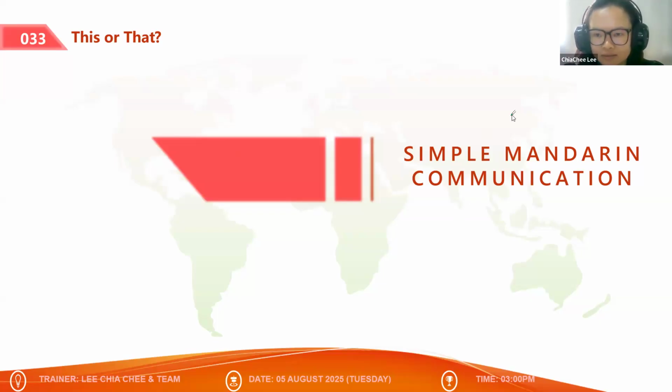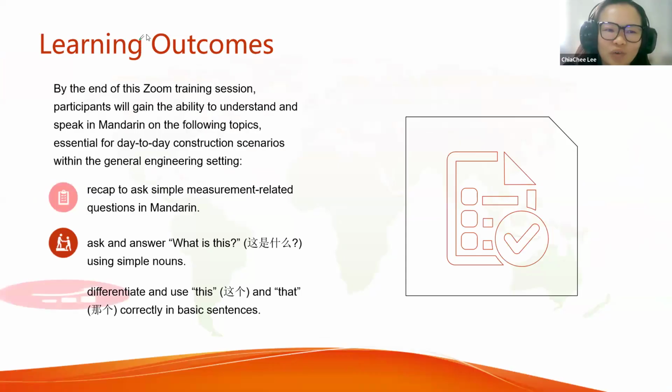Due to a connection problem, it's a bit slow. These are the learning outcomes. My team and I hope that by the end of this Zoom, you will be able to understand, or at least speak a little bit of Mandarin, on the following topics, which my team and I consider quite essential for our day-to-day construction scenarios, especially in the general engineering setting.